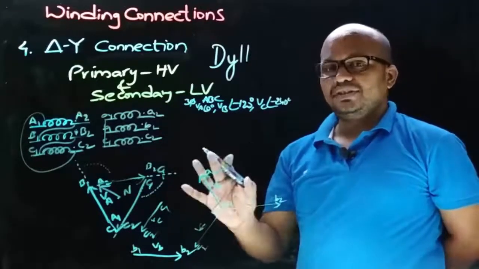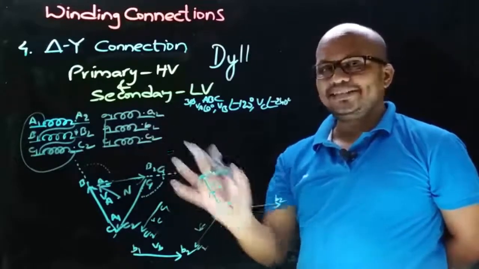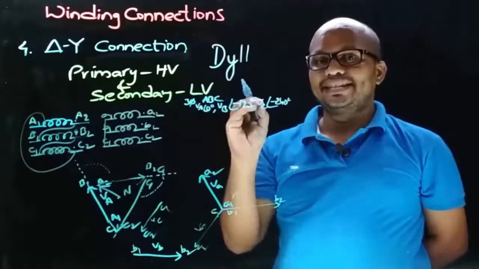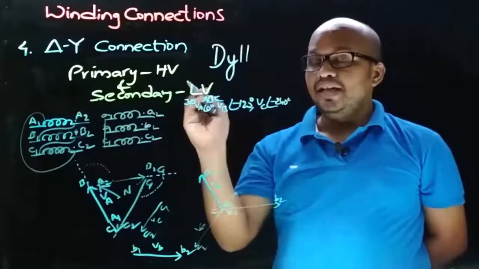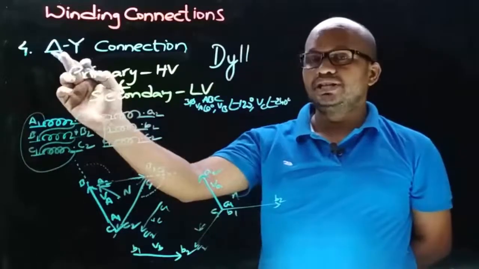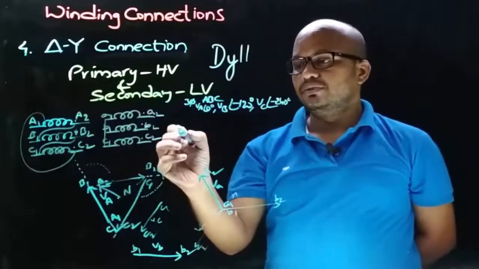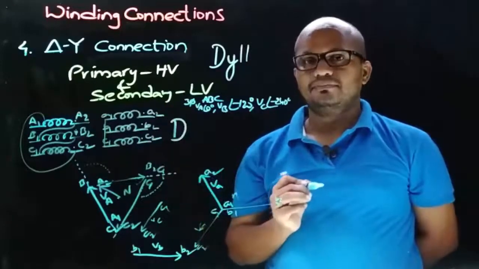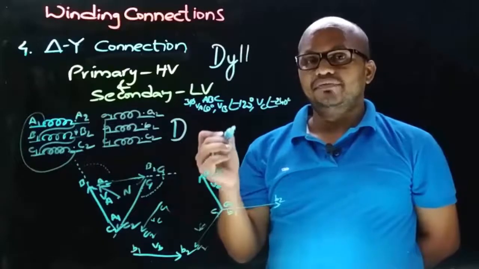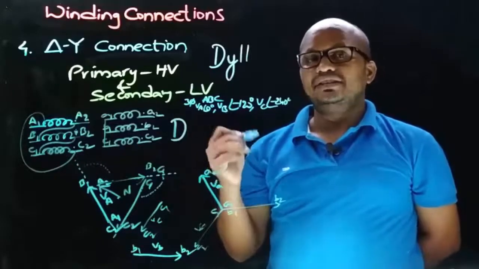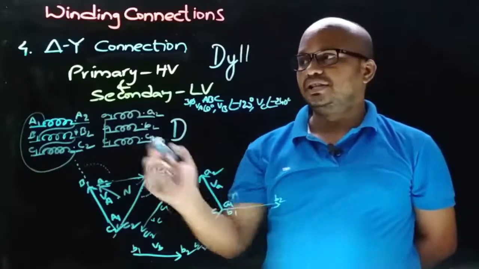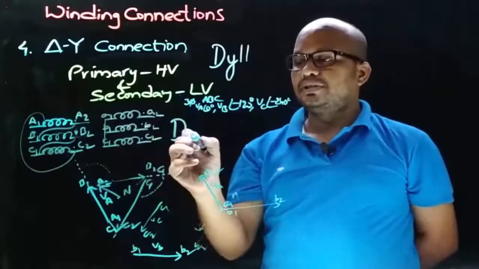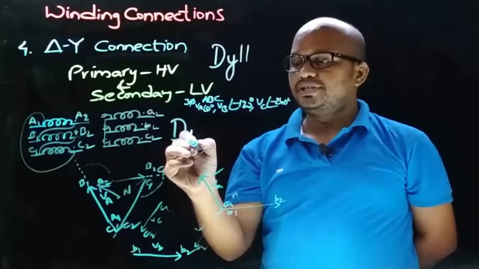Now let's identify the vector group symbol for this type of connection. It is known that the first character in the vector group symbol is a capital letter, and that indicates the HV winding connection. And here we took the HV winding as delta. So to represent that, the first character in the vector group symbol is capital D. And the second character in the vector group symbol is in small case, and that indicates the LV winding connection. And here we took the LV winding connection as star. So to represent that, it is represented as small y.